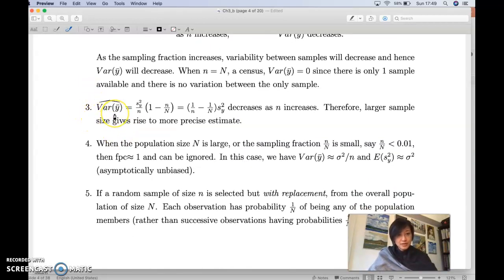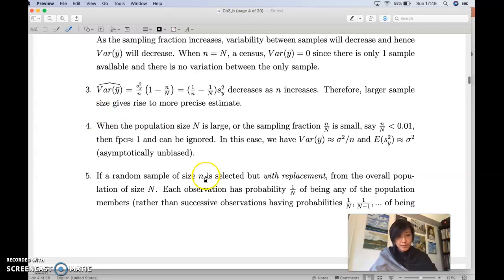Thirdly, the estimated variance of y bar will decrease as n increases. We just talked about that. With that increasing number, we can see the denominator increases. So 1 minus an increasing number gives a smaller factor multiplied to s y squared over n. So that gives a smaller estimate of the variance of y bar, a more precise estimate.